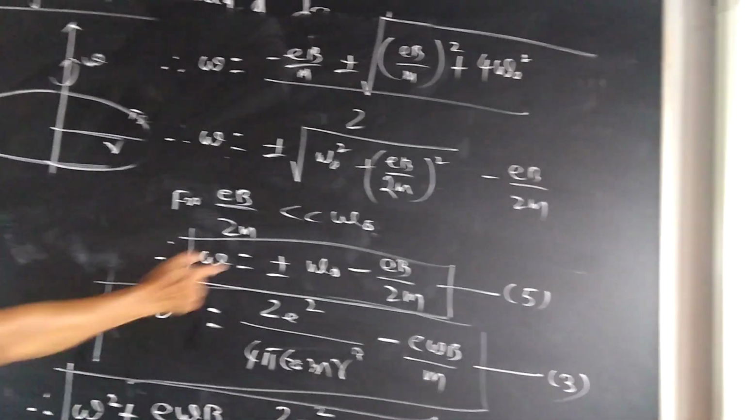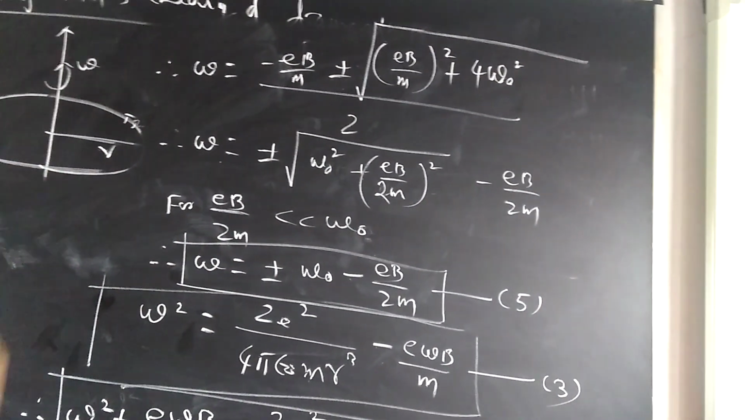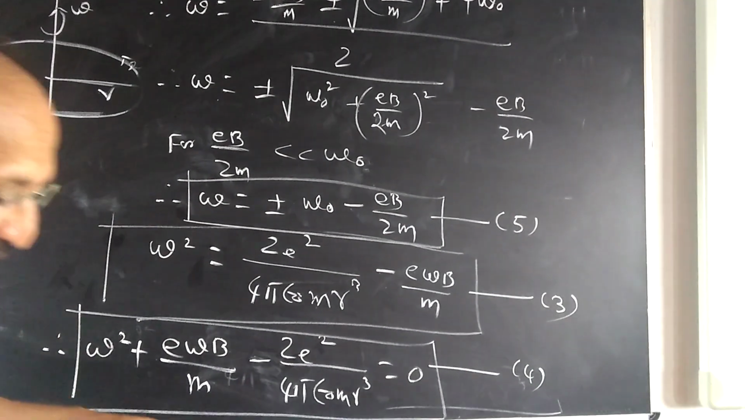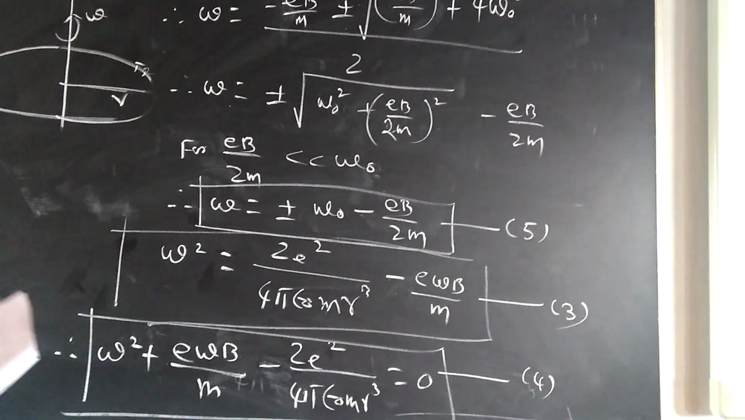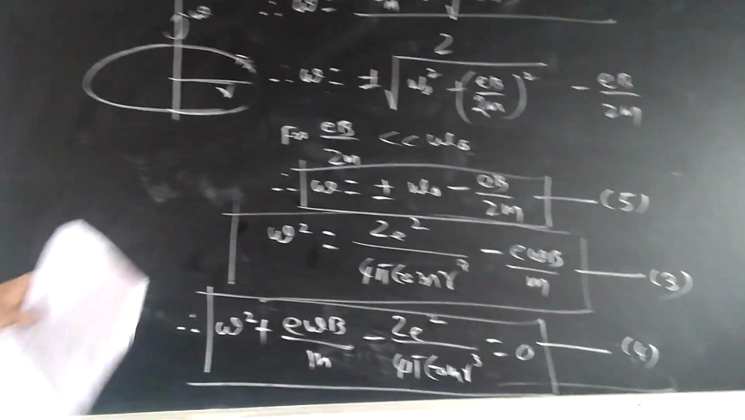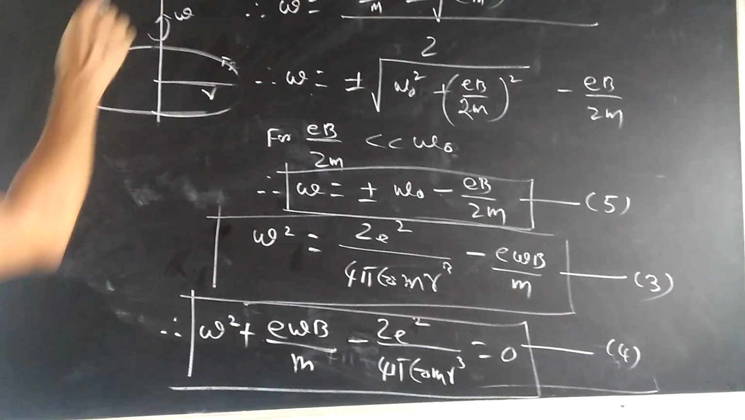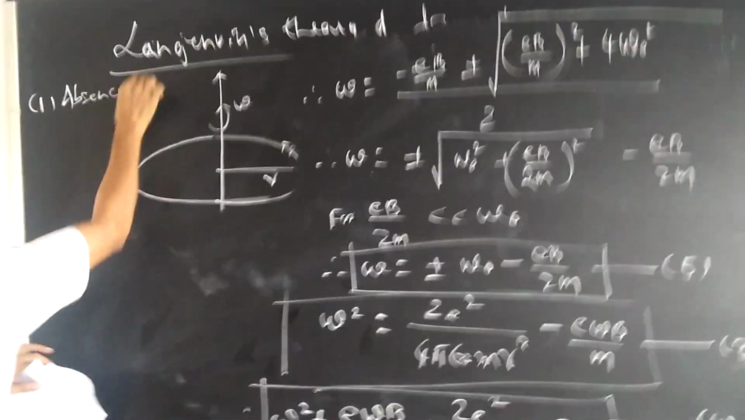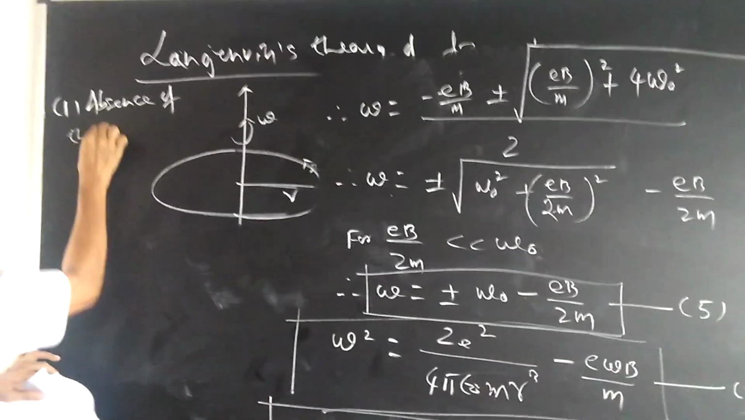Now depending upon this quantity, we can operate on quantities like eB upon 2m wherever we require. It is all the process which is happening in the absence of the magnetic field. Now what happens? This is for the first stage. This is all happening in the usual absence of the magnetic field.